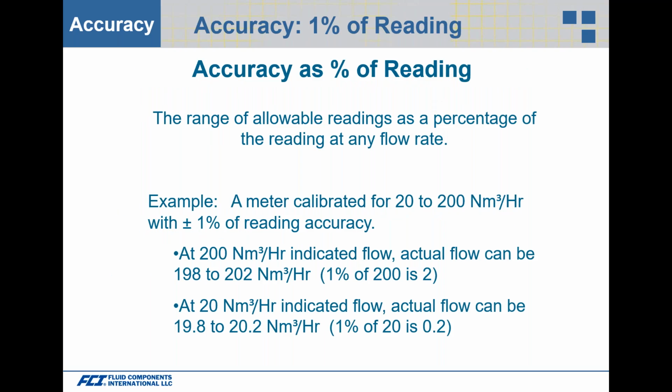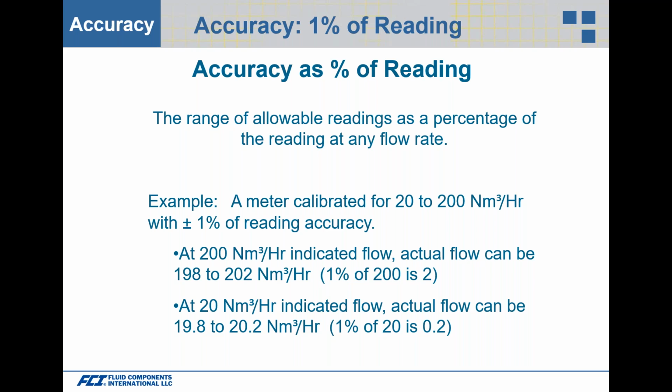So if we look at accuracy as a percent of reading, what does that mean? If I say we have 1% of reading, 0.5% of full scale, there's two different accuracy statements made with that. Reading is the range of allowable percentage of the reading at any flow rate. Example, a meter calibrated for 20 to 200 normal cubic meters per hour with a plus or minus 1% of reading accuracy. So how is that calculated? How do I understand that statement?